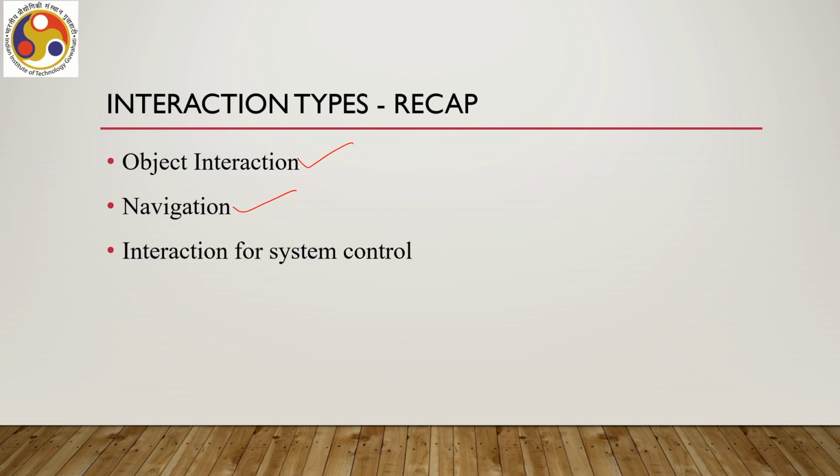And thirdly, the more regular type of interaction, that is interaction for system control. So, here what happens is that we perform certain interaction to set up the system, to initialize certain parameters, to provide initial information to the system and so on. This is more like the setting up of options, menus and so on. And these interactions are mostly regular type, unlike the object manipulation, object interaction and navigation type of interactions.